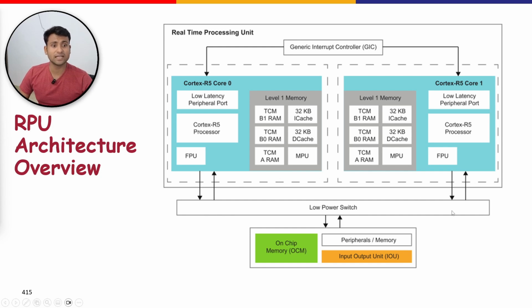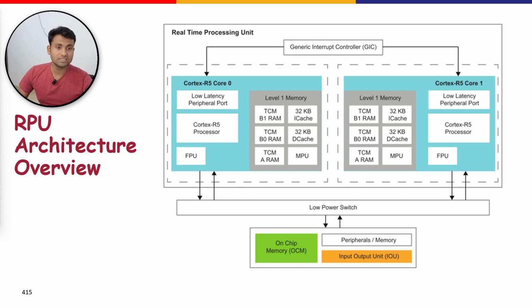Also, the level 1 data and instruction caches store local data for increased processing performance, as we have already seen in the APU. And to achieve deterministic processing, TCMs are used to provide predictable data loading times to ensure instructions execute on schedule. Those who have studied RTOS and have interacted with a real-time processing unit know that the TCM, which stands for tightly coupled memory, is a form of RAM, and it is divided into two banks, which are labeled ARAM and BRAM, and BRAM is further divided into two parts, B1 and B0.